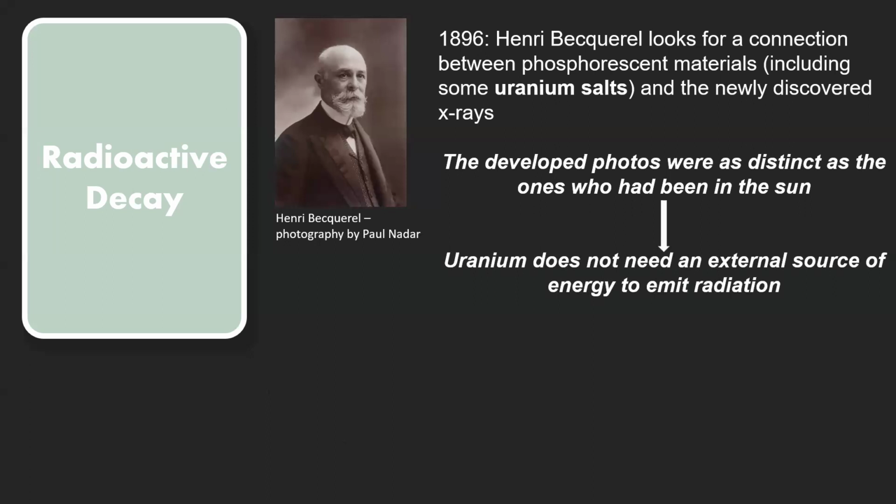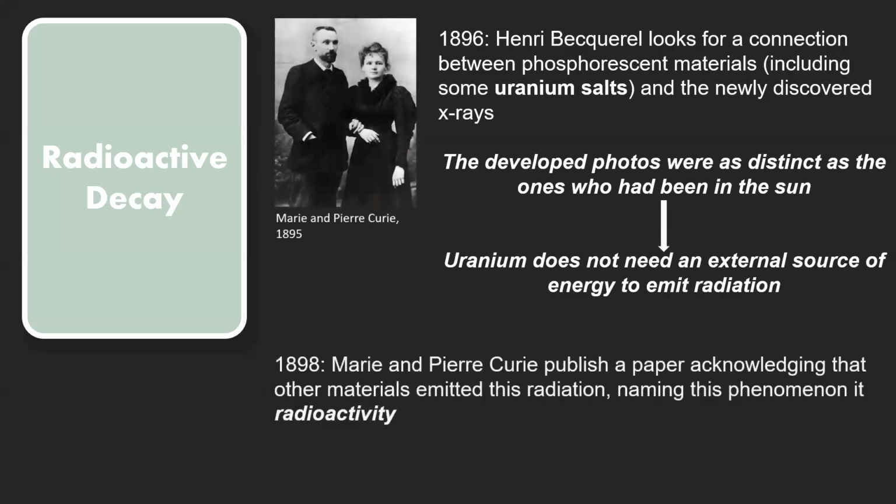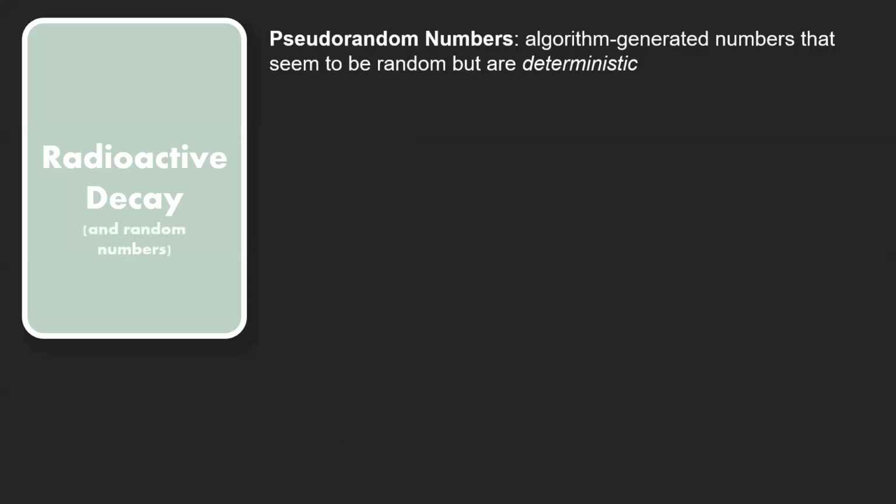Then 2 years later, Marie and Pierre Curie published a paper acknowledging that other materials and not only uranium can emit this radiation, and they named it radioactivity. Now, let's go talk a bit about something that has nothing to do with radioactivity for now. I'm going to talk to you about the two types of random numbers that we can generate. You'll get why in a minute.